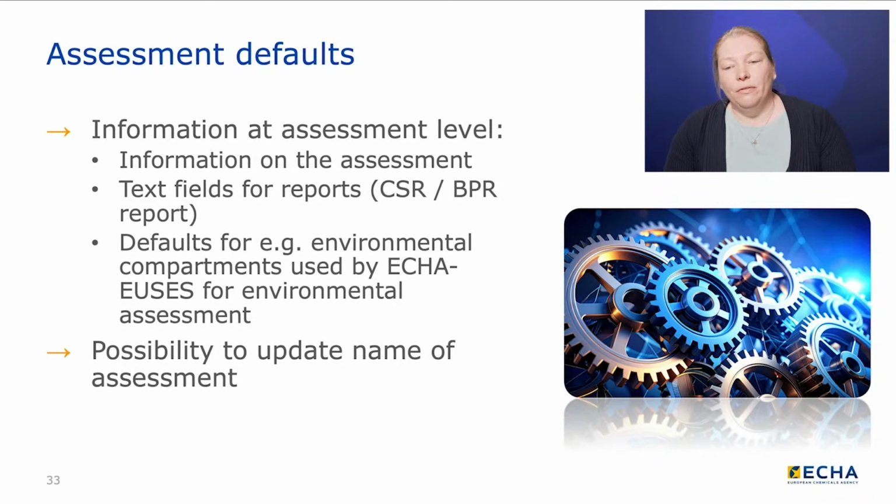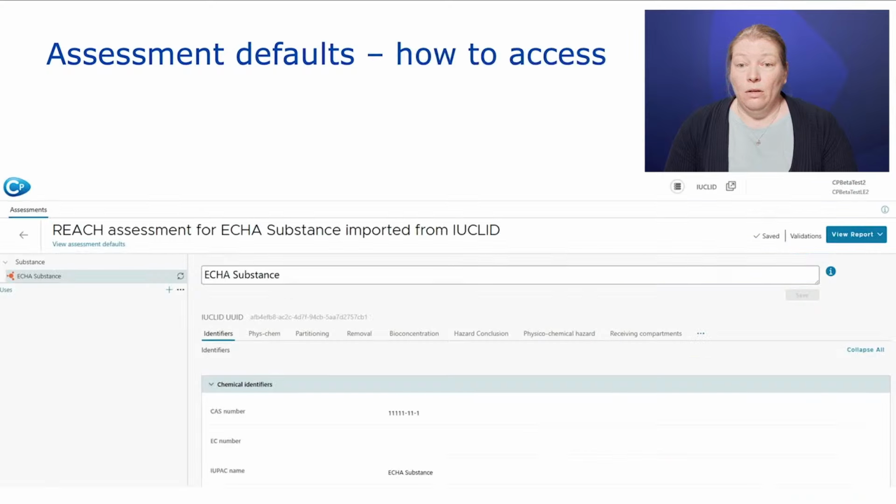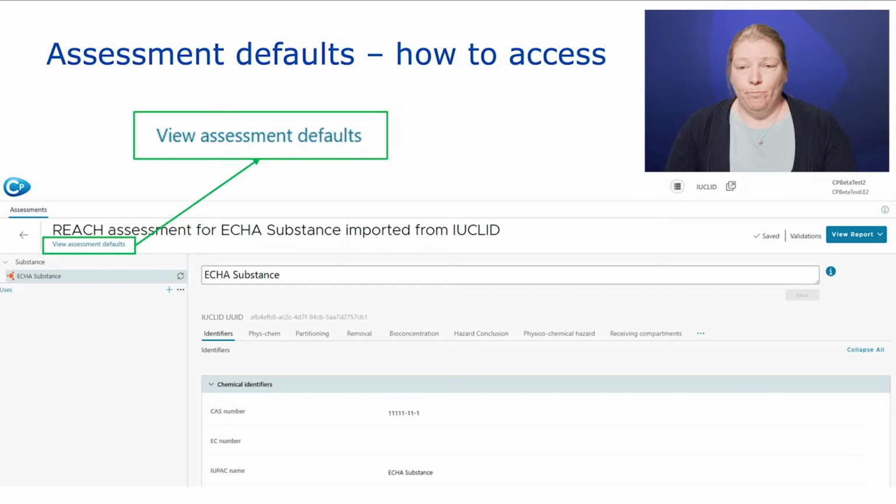So for instance, here you can find the standard environmental temperature, or the bulk density of soil, and other information on environmental compartments. The assessment default section is also where you are able to update the name of the assessment if you want to do that after its initial creation. So before having a quick look at the content, let's have a look how to access these assessment defaults, as this section is a little bit hidden in the tool. When you're in your assessment, you can find the link to the assessment default section directly under the name of the assessment, as shown here.